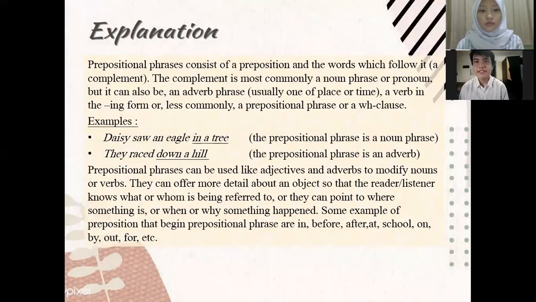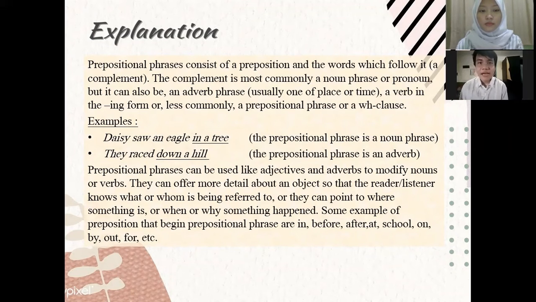Prepositional phrases consist of a preposition and the words which follow it, a complement. The complement is most commonly a noun phrase or pronoun, but it can also be an adverb phrase, usually one of place or time, a verb in the ing form, or less commonly, a prepositional phrase or a WH clause.